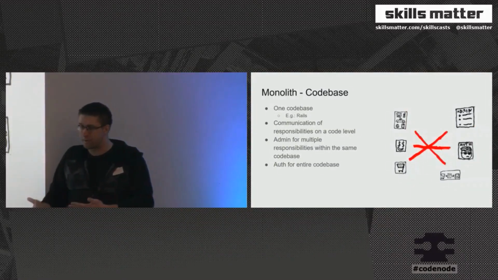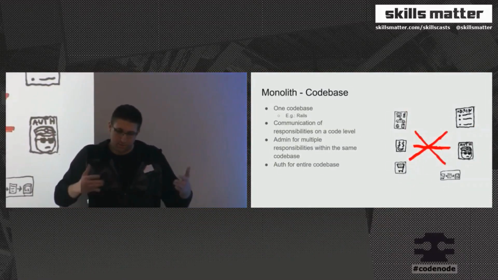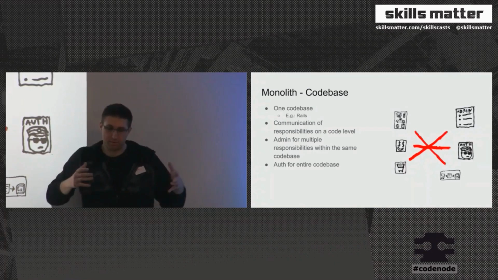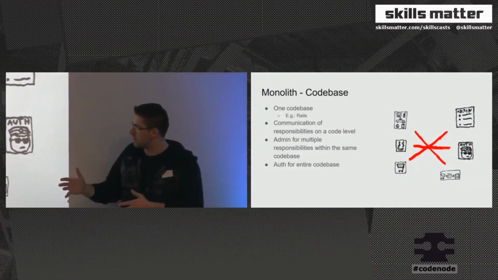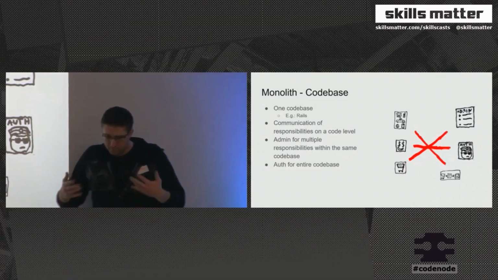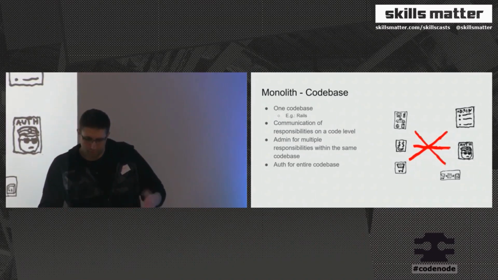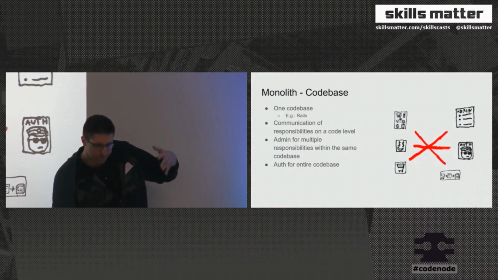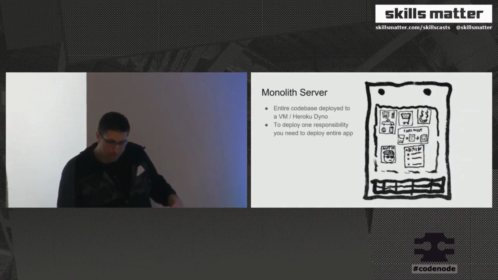Same applies for authentication. You will just check whether the current user exists, whether he has a session or not, and then if he has, you will check whether he's able to access those responsibilities. So maybe you will introduce some policy object, or you will check some roles, etc. So all the communication happens directly via code.